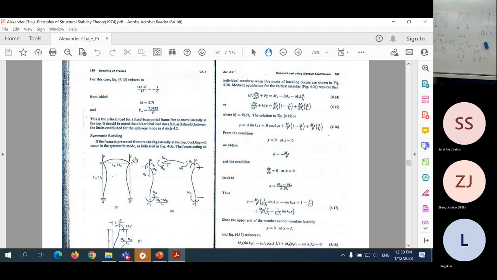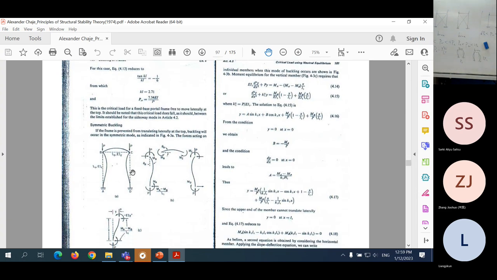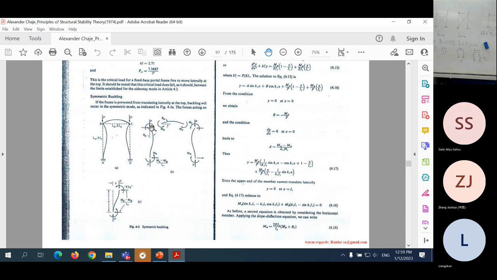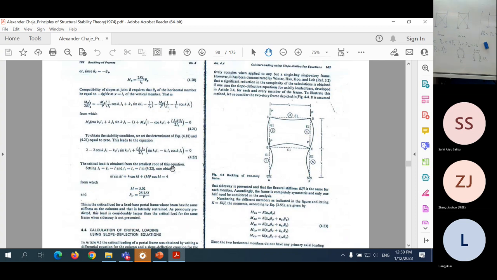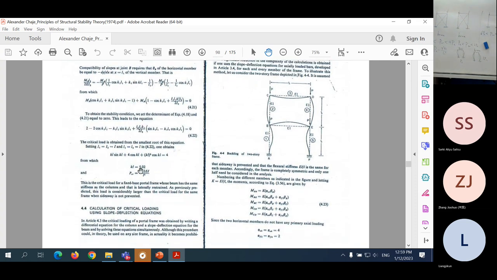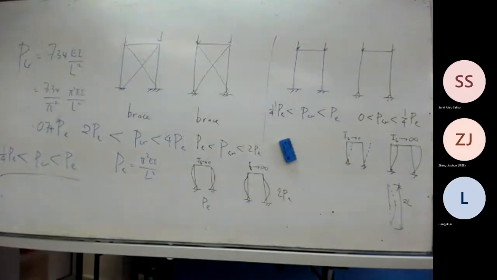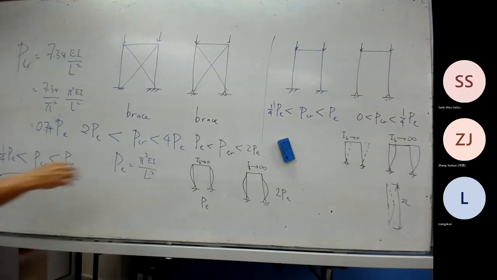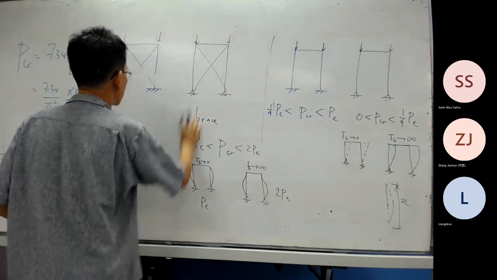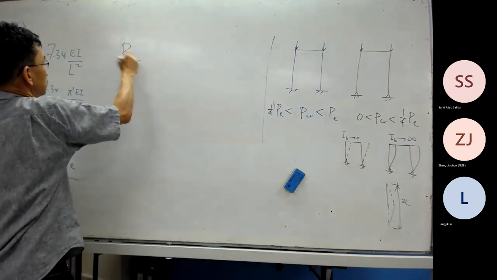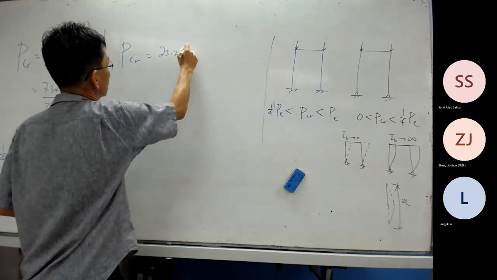And finally, if I may conclude here, for symmetric buckling they do the same thing. Then use the method of neutral equilibrium, the slightly bent configurations. And finally we get the P critical, which is 25.2 EI over L squared.